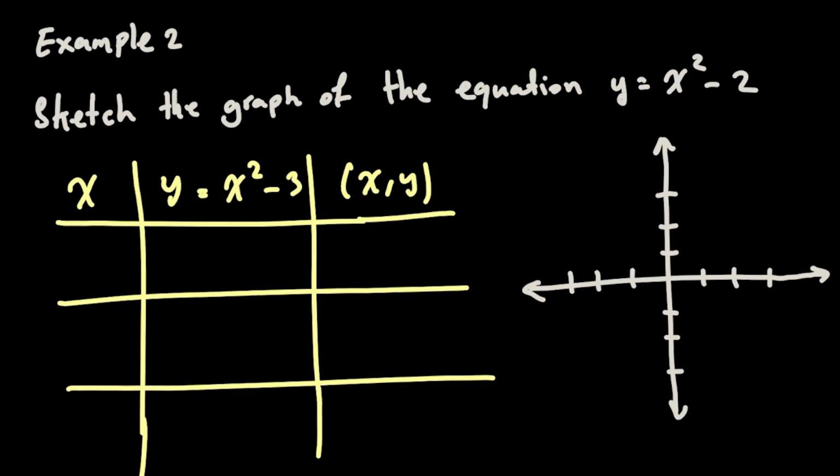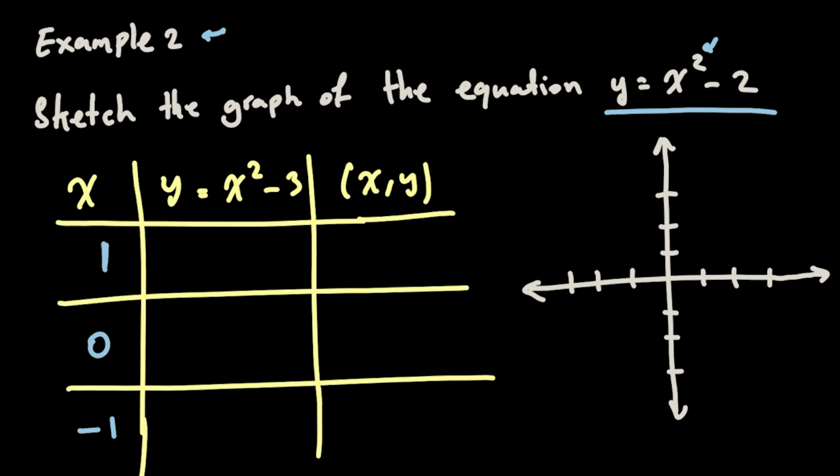Let's see another example. So example number 2 says, sketch the graph of the equation y equals x to the power 2 minus 2. As you can notice, this is not a linear equation because here we have a power of 2. So we have to choose our points carefully to get the correct graph. In choosing points, you must choose 0, a positive number, and a negative number, and you'll see why in a minute.